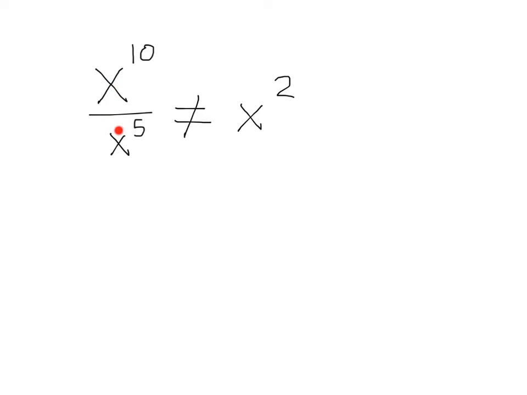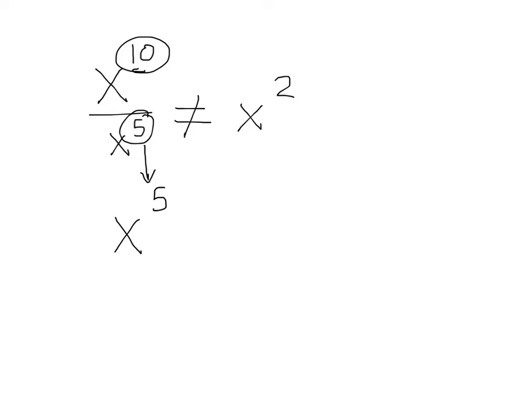When you're dividing like bases, what do you do with the exponents? Subtract, right? If when we're multiplying, we add the exponents, then when we divide, we subtract. So this is going to equal x to the what? 5th power, because 10 minus 5 equals 5.